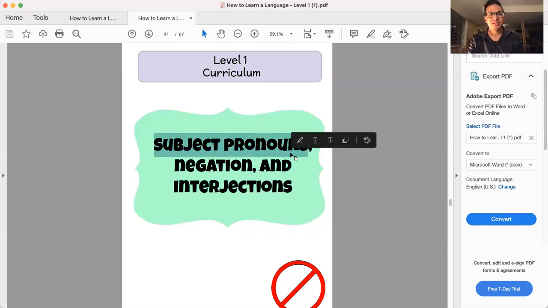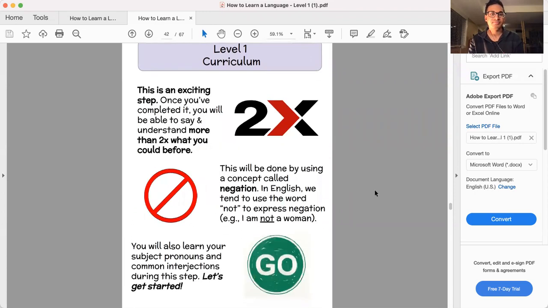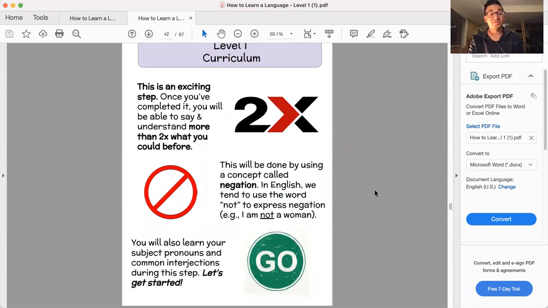Let's learn about subject pronouns, negation, and interjections. Some of you may be reading this and wondering, what does that even mean? What are those terms? Well, let's talk about it. This is a very exciting step, because once you've gone through this, you're going to be able to literally more than double all the different things that you know how to say in your target language. How exciting, is it not?